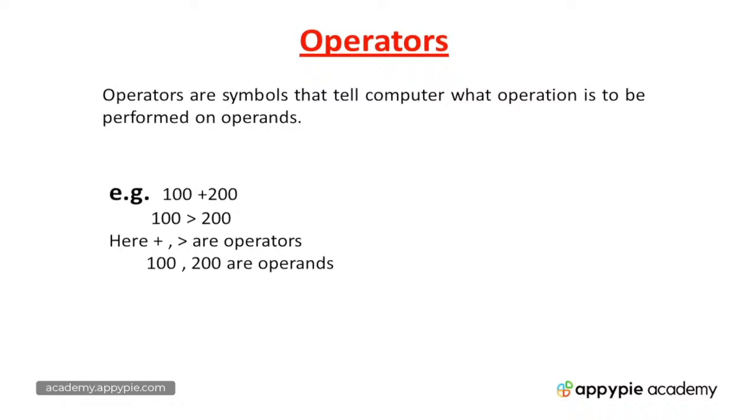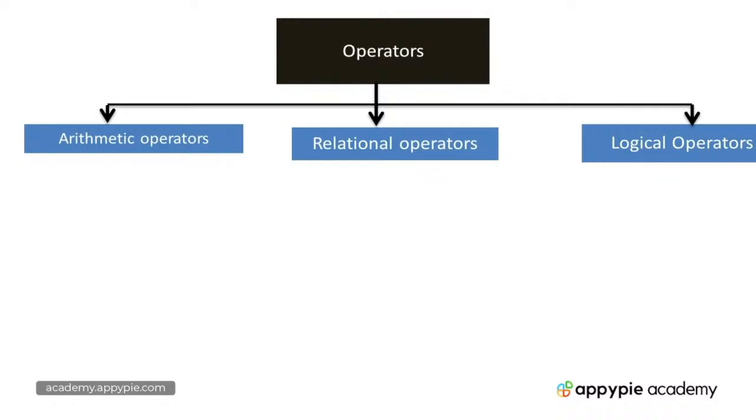Similarly, 100 greater than 200. I am comparing 100 with 200 by writing 100 greater than 200. So here also 100 and 200 are operands, and greater than is the operator, right? As far as types of operators are concerned, on a basic level there are three types: arithmetic operators, relational operators, logical operators.